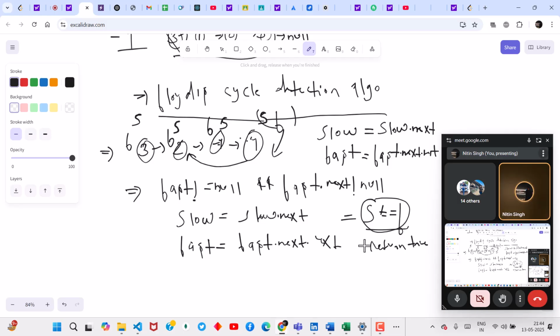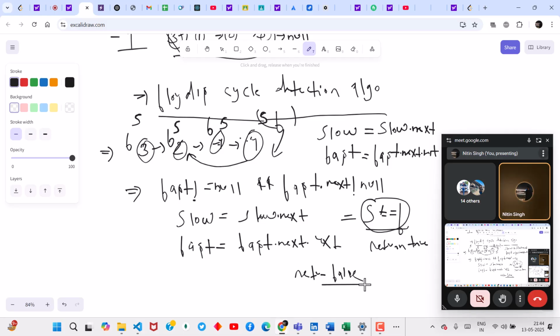Otherwise, what if you don't get this situation? You're not able to find the situation where slow is equal to fast. At last, you will be returning false, specifying that there is no loop in the linked list.